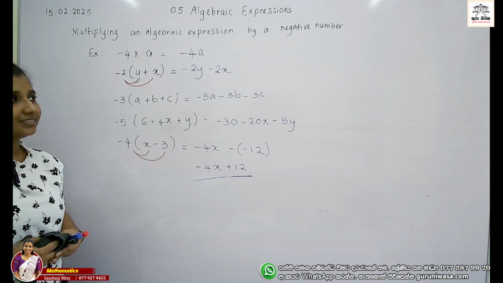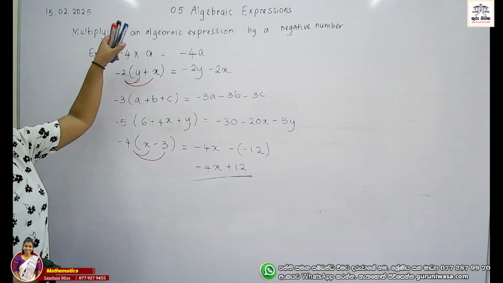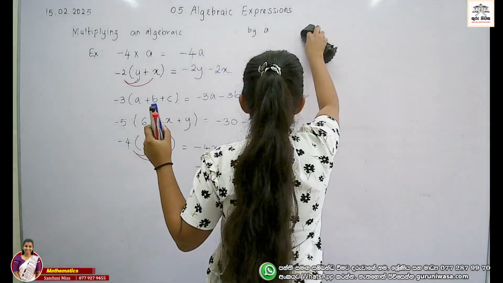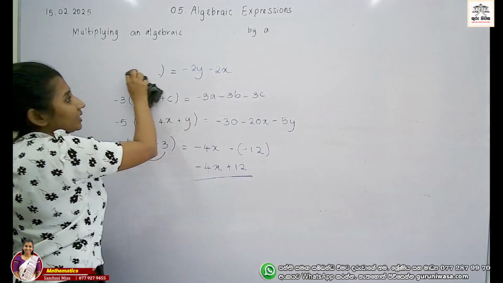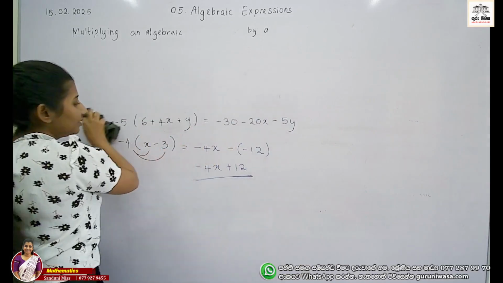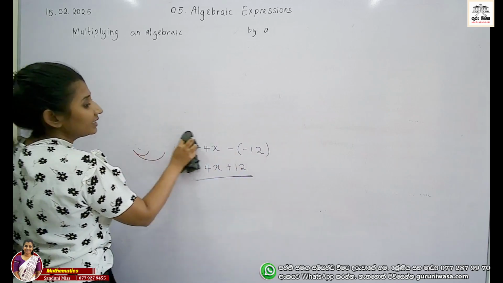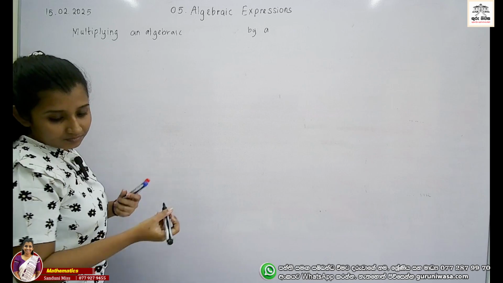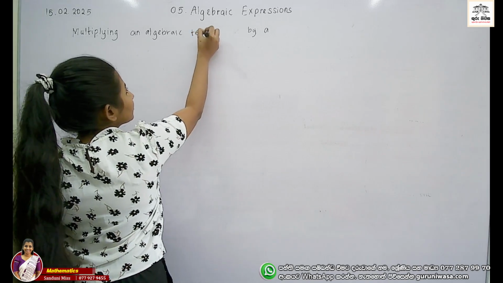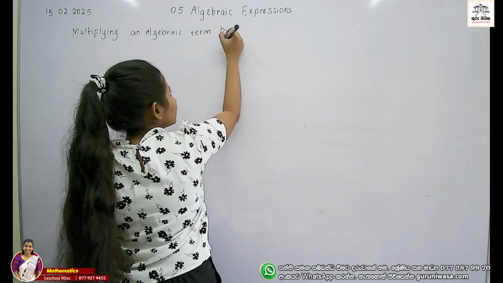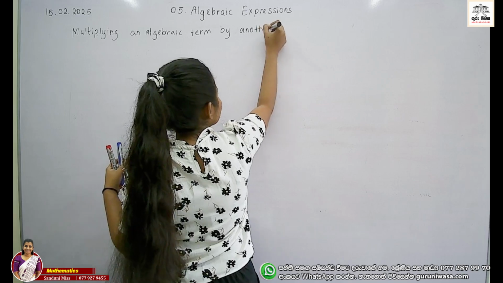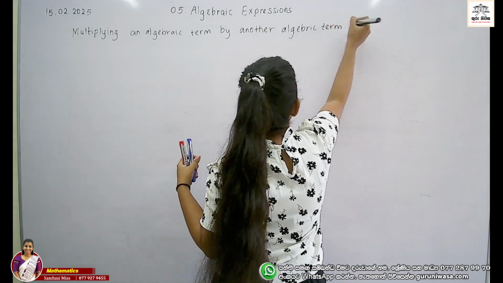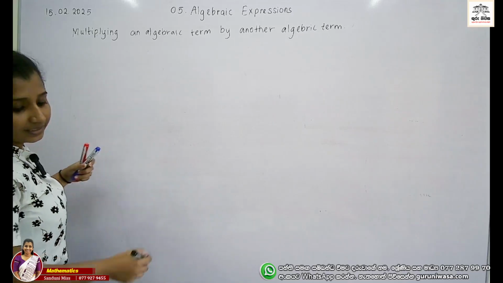Yes, miss. Right. Okay. Now we are going to multiply an algebraic term by another algebraic term. Before, we multiplied it by a positive number, then a negative number. Now algebraic term by another algebraic term.